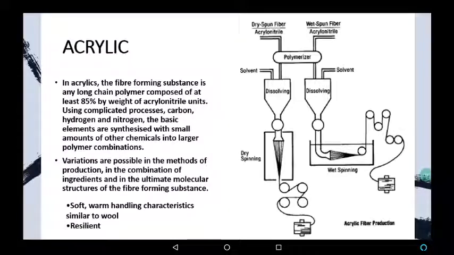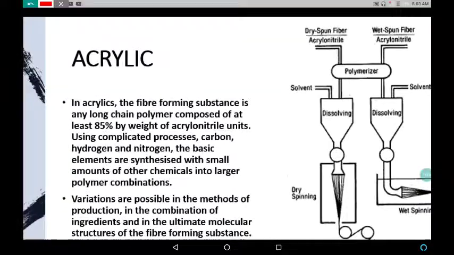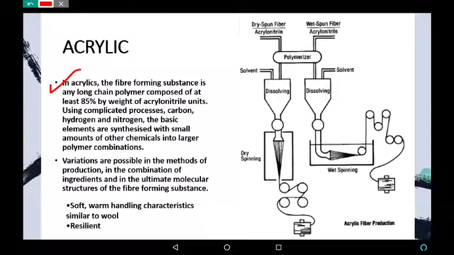Next fiber is acrylic. In acrylic fiber, the fiber forming substance is any long chain polymer composed of at least 85% by weight of acrylonitrile units using a complicated process. Carbon, hydrogen and nitrogen, the basic elements, are synthesized with a small amount of other chemicals into a larger polymer combination. So variations are possible in the method of production, in the combination of ingredients and in the ultimate molecular structure of the fiber forming substances.